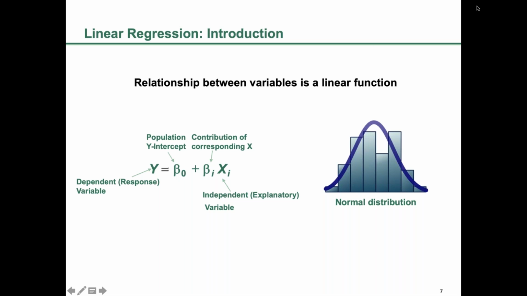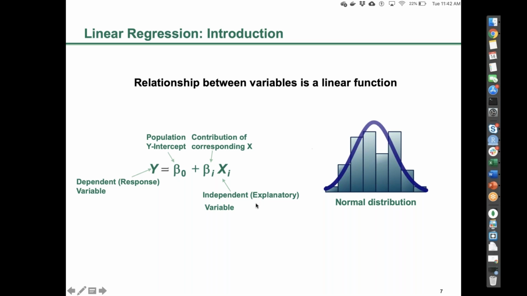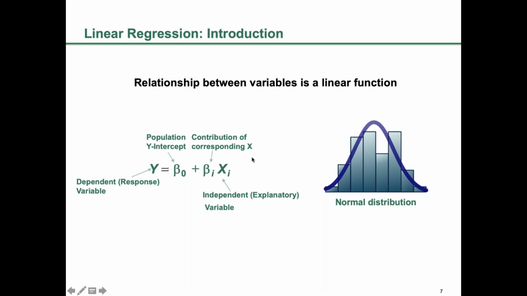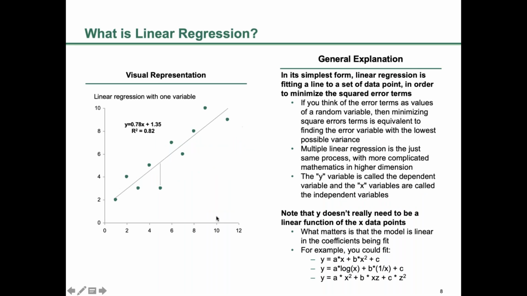Cool. So I think we've already gone through how we denote our linear regression, a very basic thing. Whenever we talk about linear regression, we also want our variables to be normally distributed. This is an example of a normal distribution, a general explanation.